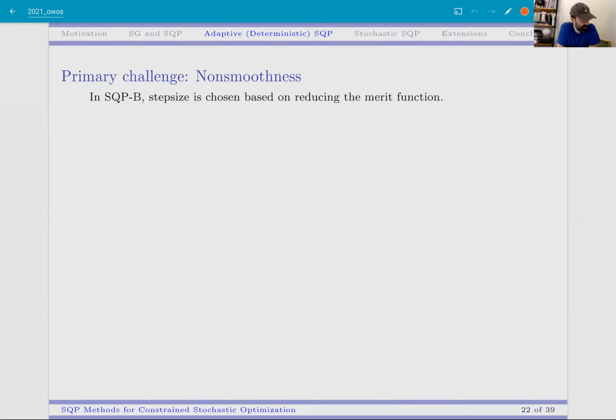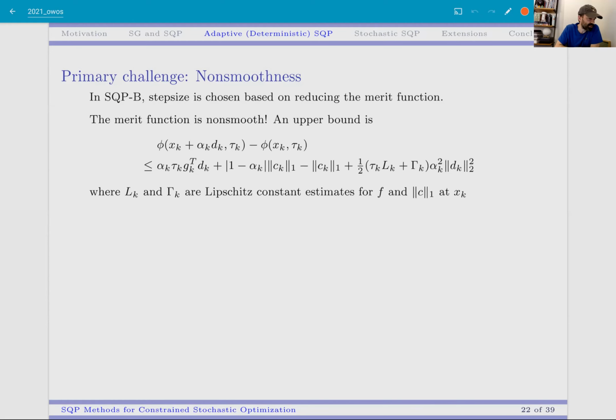So in the backtracking SQP method, you choose your step size based on reducing the merit function. Here we want to do a similar thing. The challenge is that this is a non-smooth merit function. It's not too bad though. I mean, basically, if you look at the change in the merit function from one iteration to the next, you basically can upper bound it in a similar way using Lipschitz constants for the objective and constraints. It's just that this upper bound is going to be non-smooth itself.